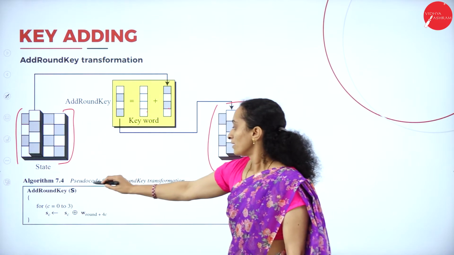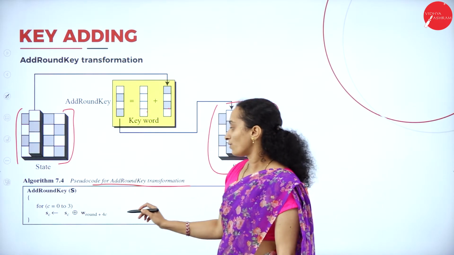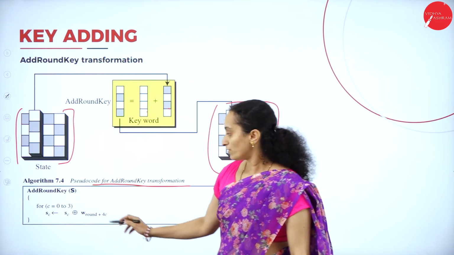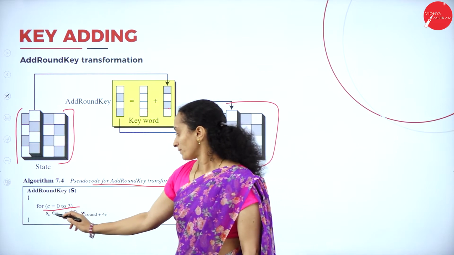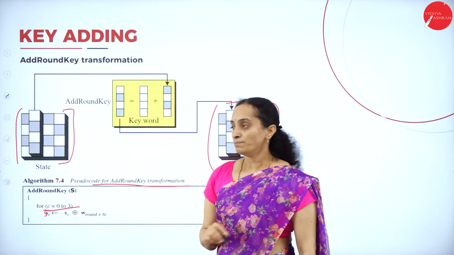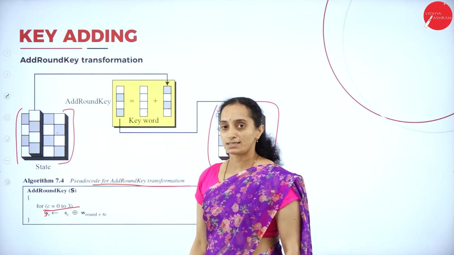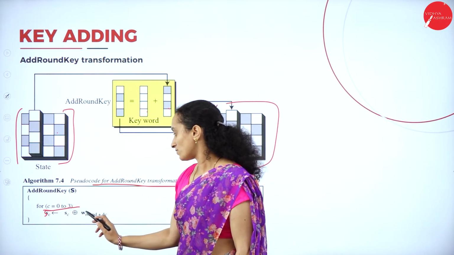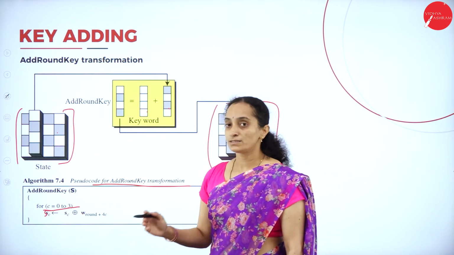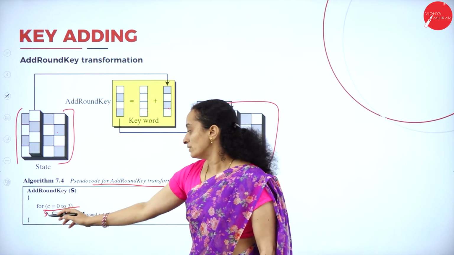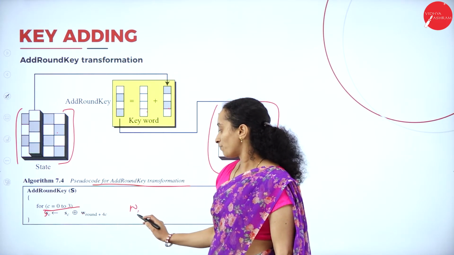Here we have the pseudocode for the add round key transformation. We use the column values 0 to 3. We have the state columns, and each state column is considered here. It is XORed with the word in the round key, W of 4 into round plus c, that is W of round times 4 plus c.